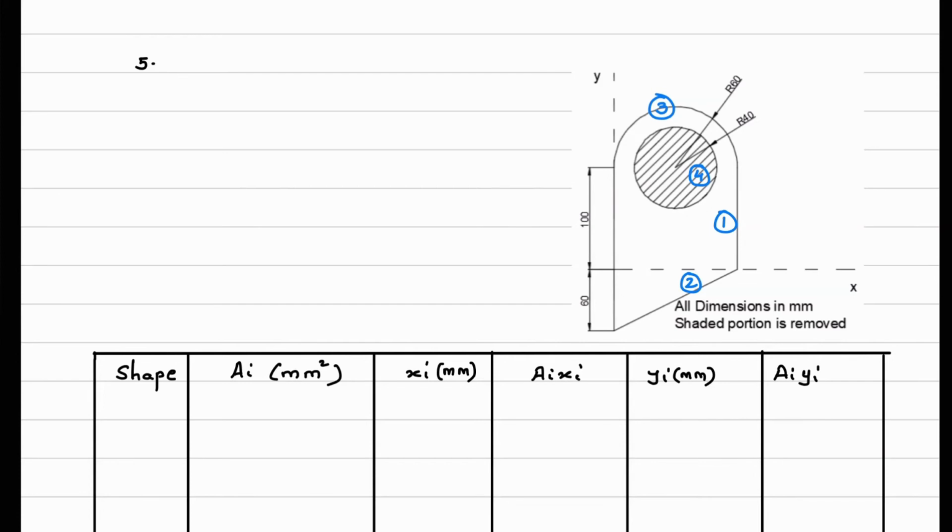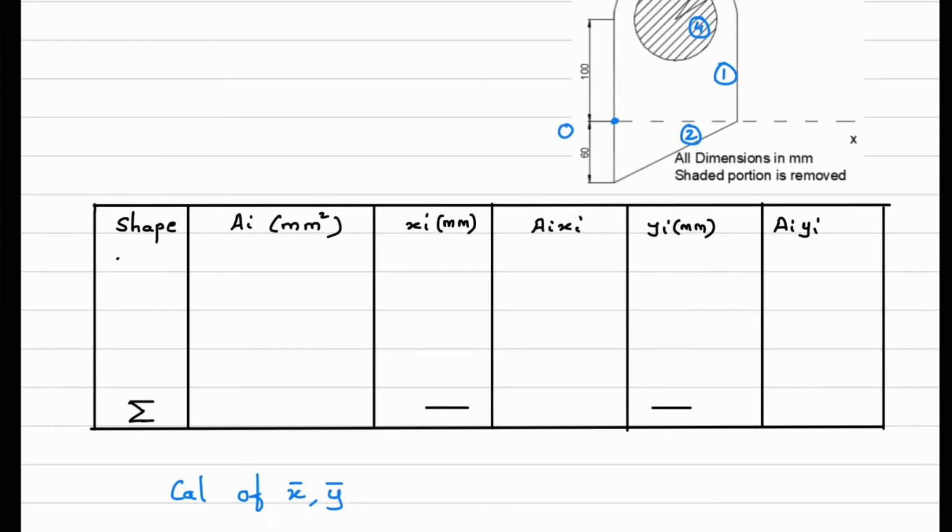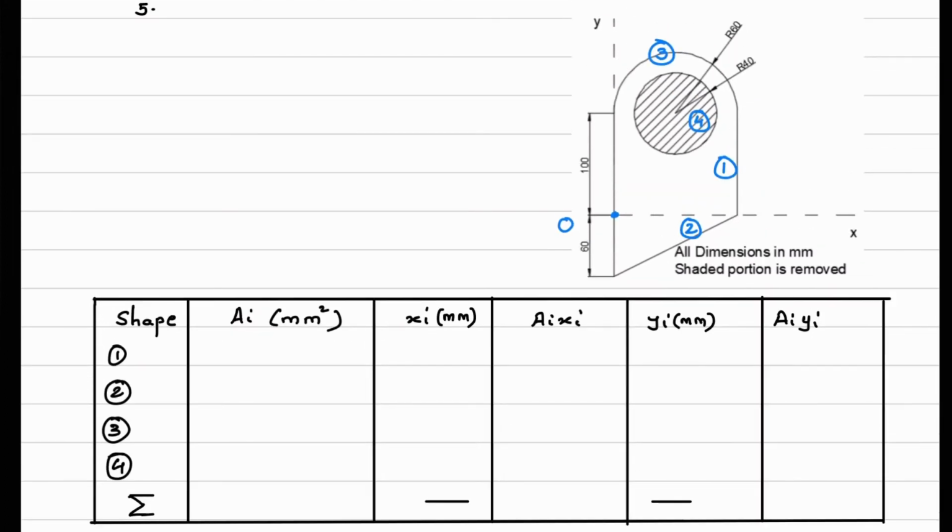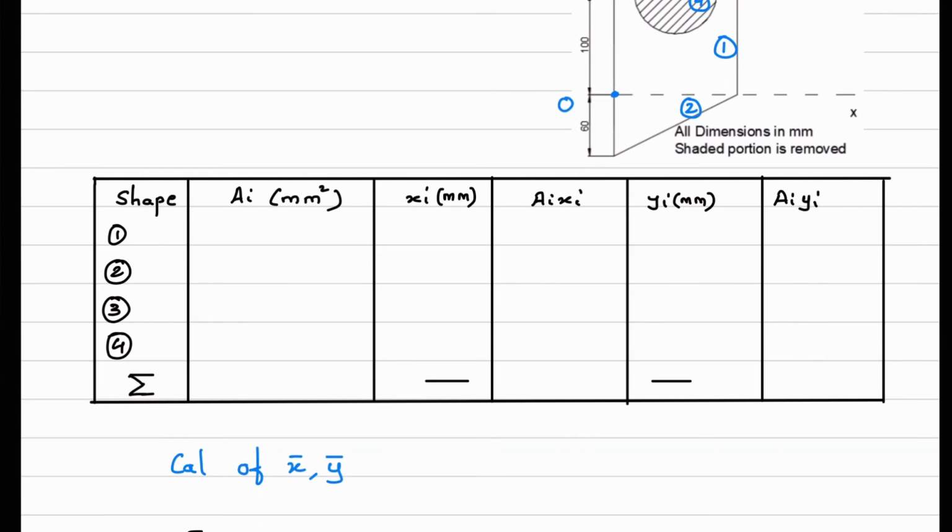Now we have to identify the origin. What is origin? Wherever x and y axis intersect. So this is x axis and this is y axis. So this will be origin. We'll mark origin O. And after that we will write down the shapes. Now which shape do we have to cut? We have to cut shape number 4, circle. So that will be negative area.